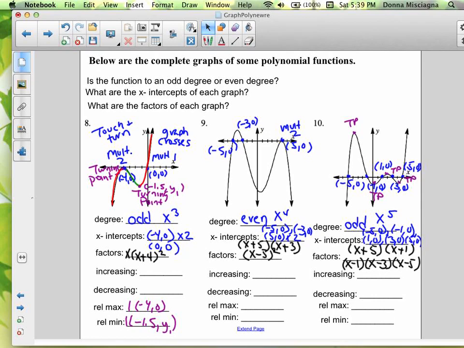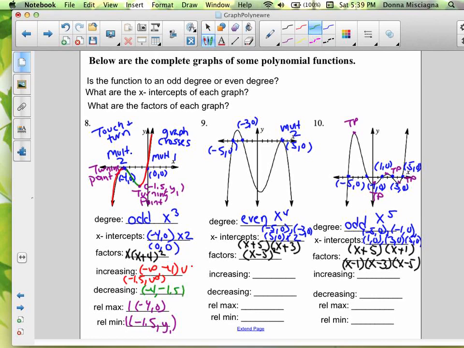So we're increasing from negative infinity. Remember, we read left to right, negative infinity, and we stop increasing at negative 4. And then we start increasing again at negative 1.5. I'm going to write underneath negative 1.5. And then we're going to keep increasing forever and ever. We're decreasing just between negative 4 and negative 1.5.